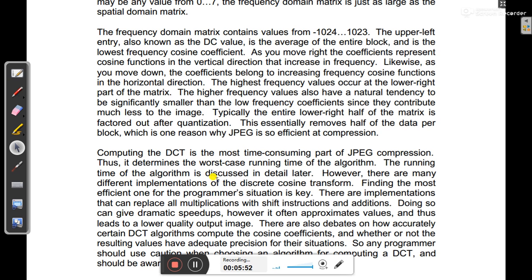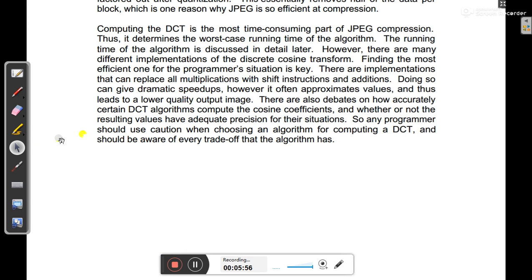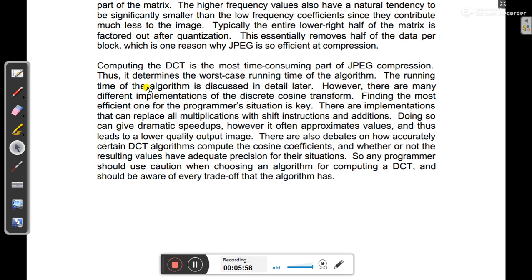So computing the DCT is the most time consuming part. Only this computation of DCT is the most time consuming part of JPEG compression. That determines the worst case running time of the algorithm. So the worst case running time of the JPEG algorithm depends on the computation of DCT. The running time of the algorithm is discussed in detail later.